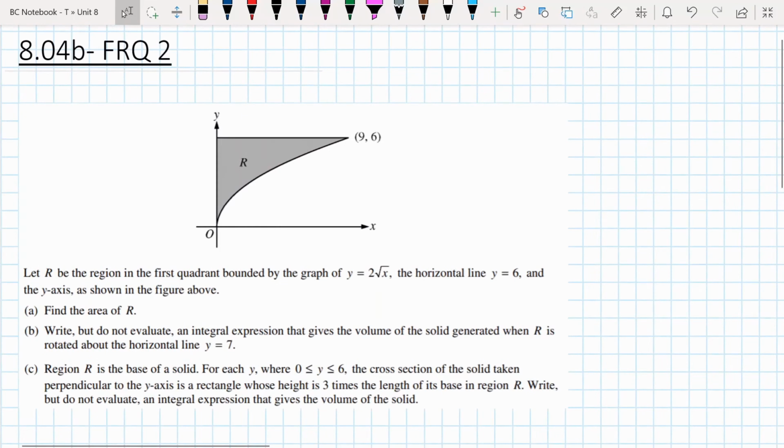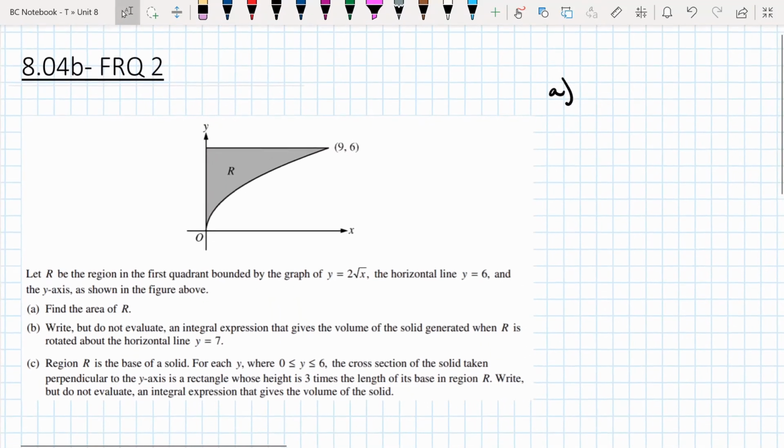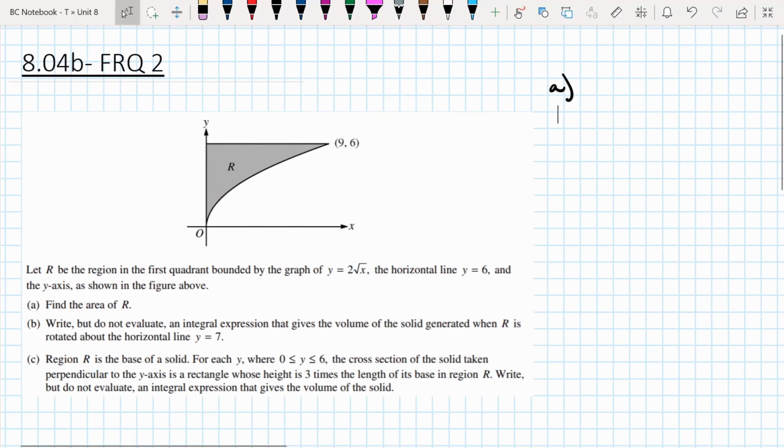Similar with the last question, part A of this question wants us to find the area R. So what we're going to do is the same exact thing we did before, where we take the integral from our starting x value. So R is equal to our starting x value, 0, to our ending x value, which is the x value of the coordinate point here, which is 9.